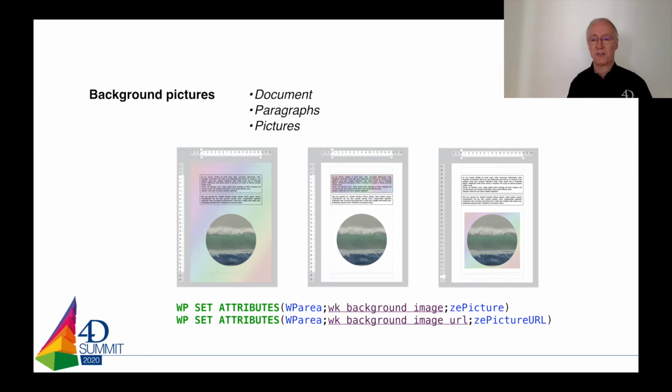If your picture has an alpha layer, which means it's transparent or semi-transparent, you can have a background behind this picture. And these pictures are set using the set attribute command. It's an attribute of your document, your paragraph, or your pictures. And it can also be a simple URL, that is a text, that can be used as a background picture.